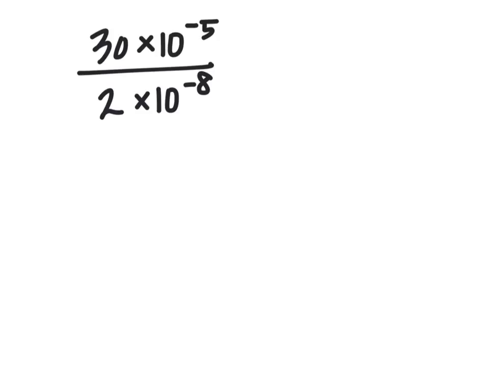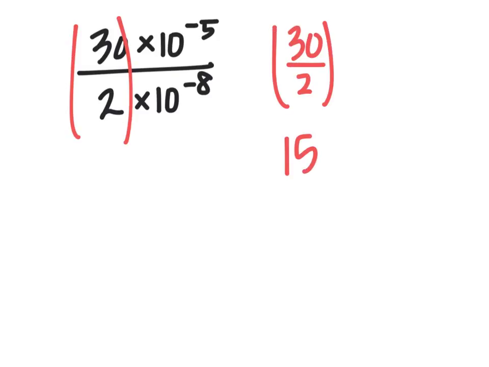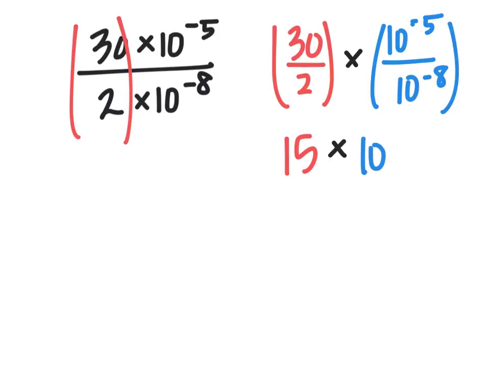Let's do it again. We have 30 times 10 to the negative 5th divided by 2 times 10 to the negative 8th. Grouping our first two numbers, our constants, we get 30 divided by 2 is 15. And when we are multiplying by our powers of 10 grouped together, we have 10 to the negative 5th divided by 10 to the negative 8th. And remember, with division of powers with the same base, we'll go ahead and subtract the exponents. Subtracting a negative 8 is the same as adding a positive 8, and so we'll get 15 times 10 to the third power. However, this is not in scientific notation.